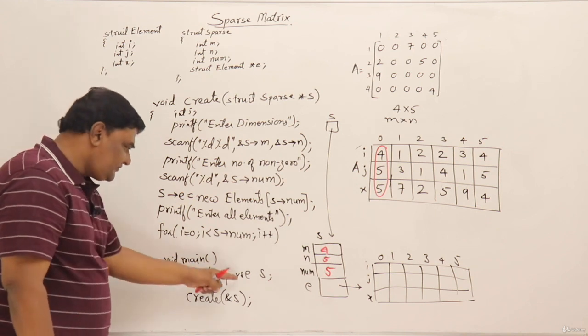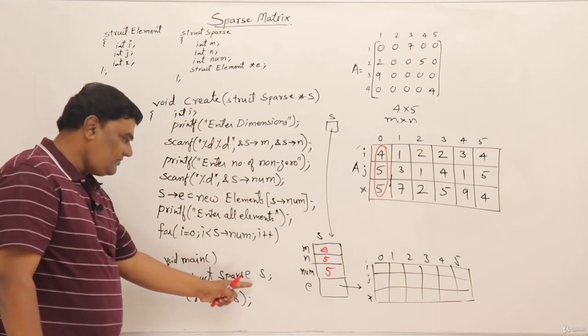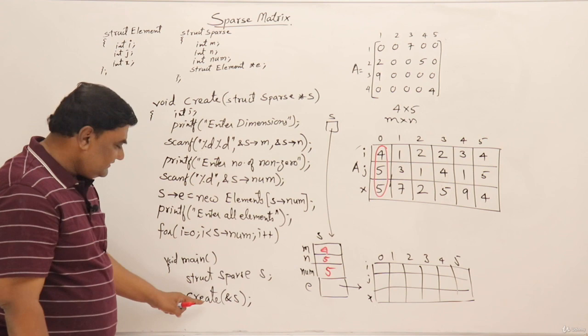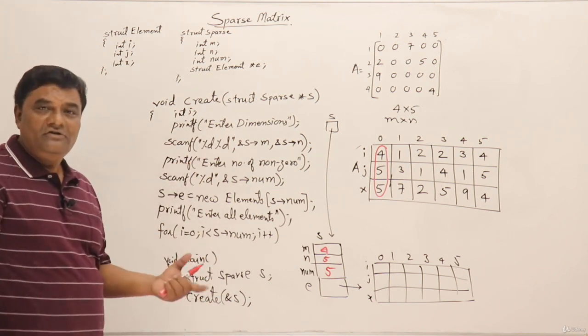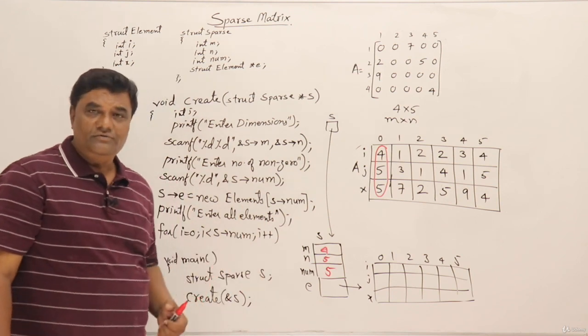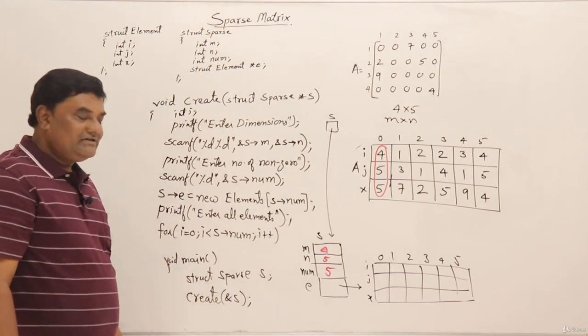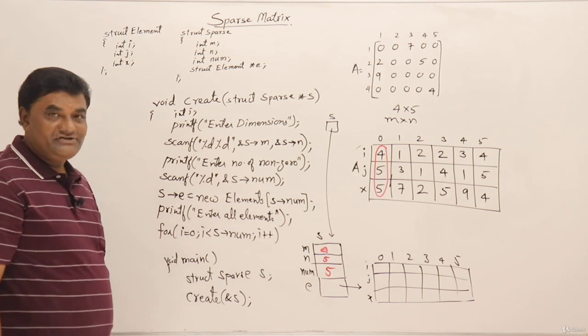Already we have understood how a main function can create an object of a sparse matrix and call it for creation. In the same way, from the main function we can call for addition, subtraction, whatever you want to do. So I will remove this main function and finish the code for creation.